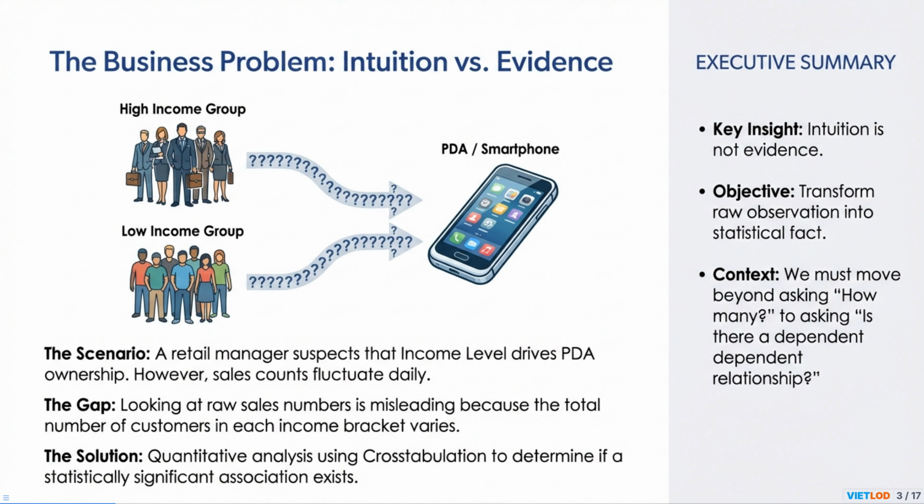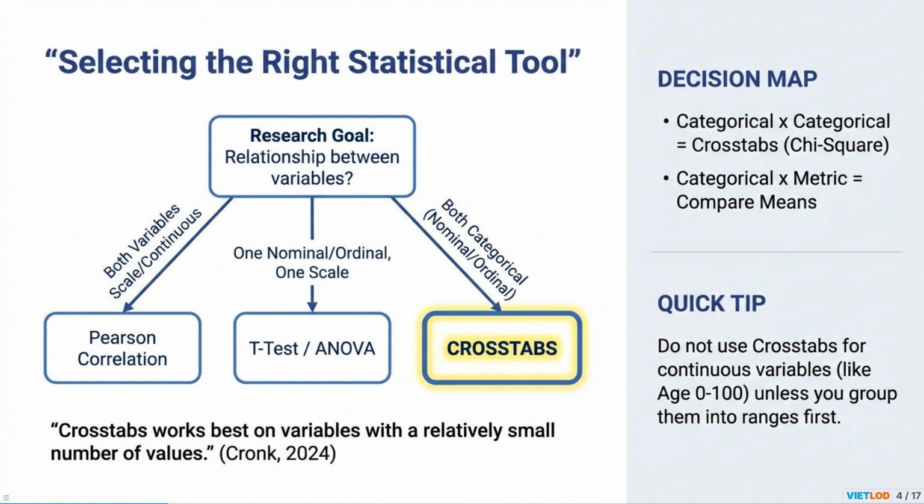The solution we propose is quantitative analysis using cross-tabulation to determine if a statistically significant association truly exists between income level and PDA ownership. This allows us to move beyond simply asking how many to a more profound question: is there a dependent, statistically significant relationship?